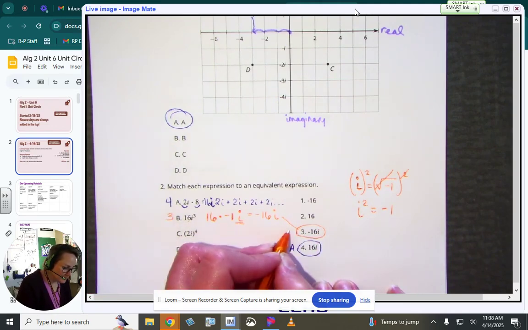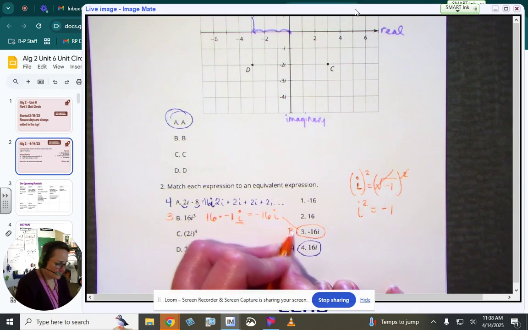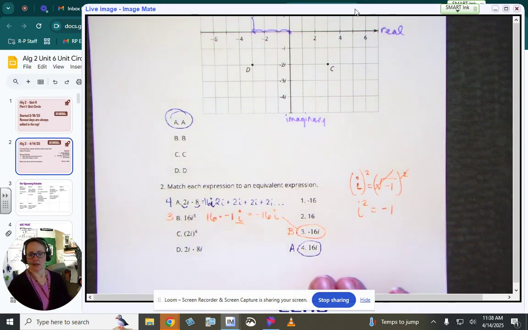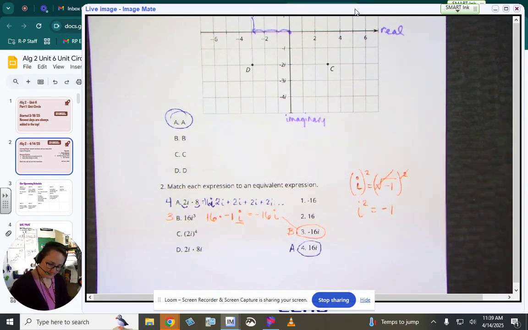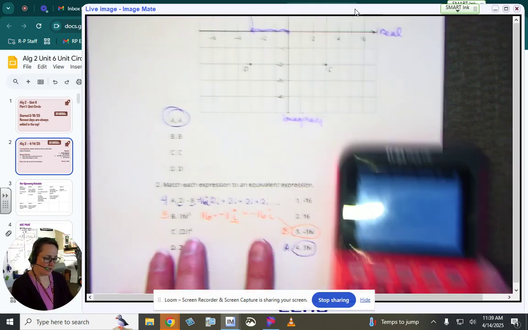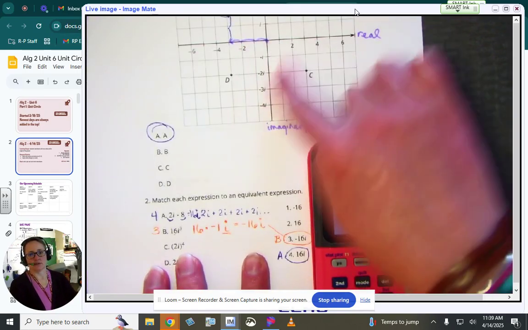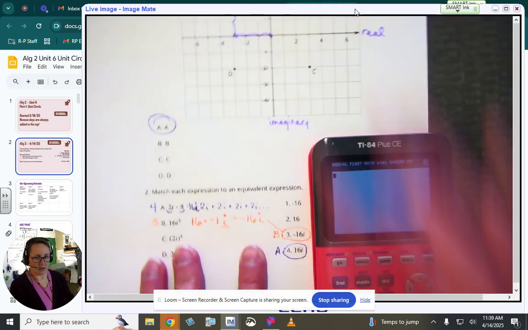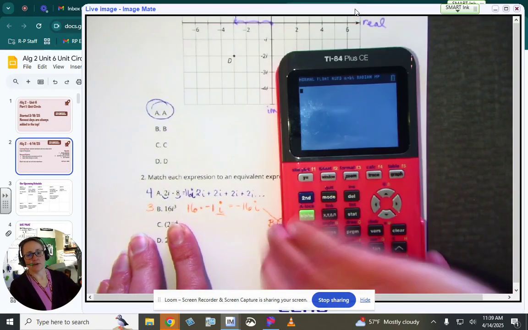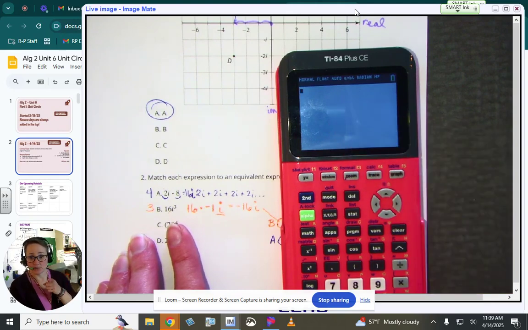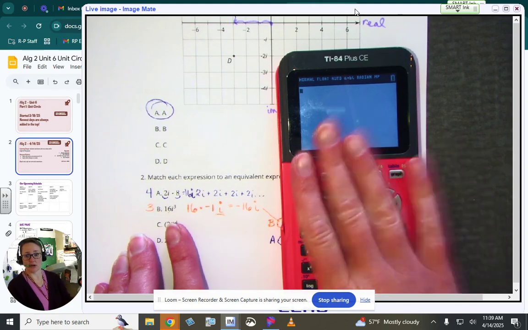Now that one's a little advanced, I would say, for this lesson, because we've only talked about i squared at this point. So let me show you how you could use your calculator to check some of these. Our calculator can't do this real and imaginary graphing, but it can do imaginary numbers. It's only in our graphing calculator, or Desmos actually has this too. You can go to Desmos if you don't have a graphing calculator.